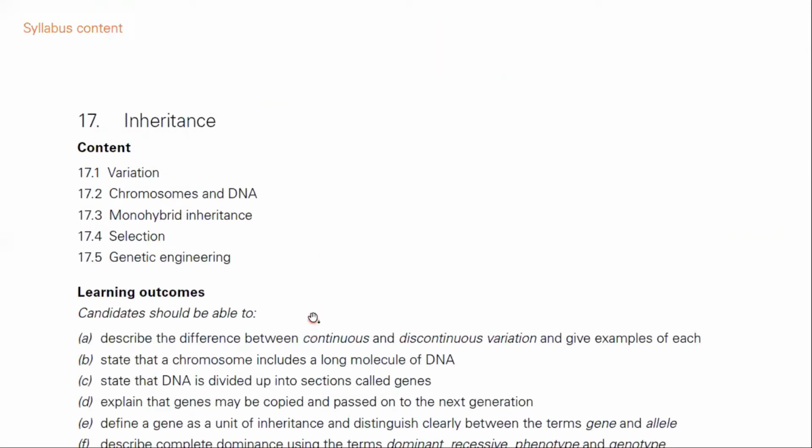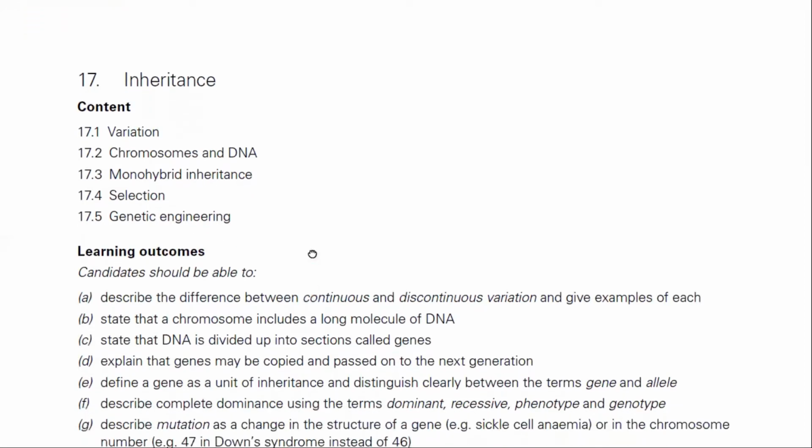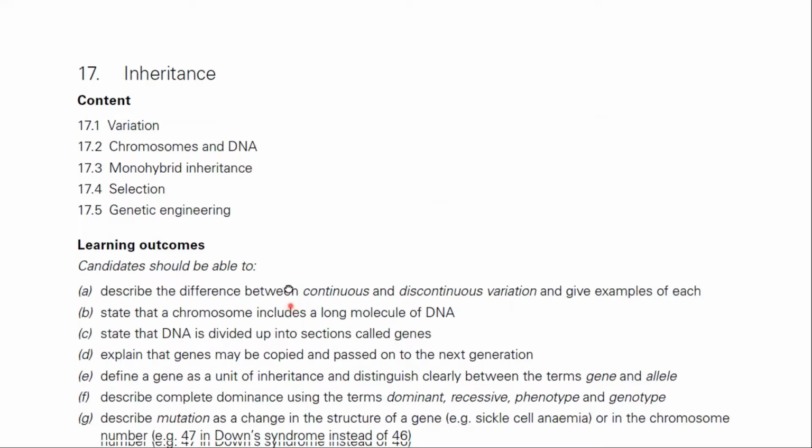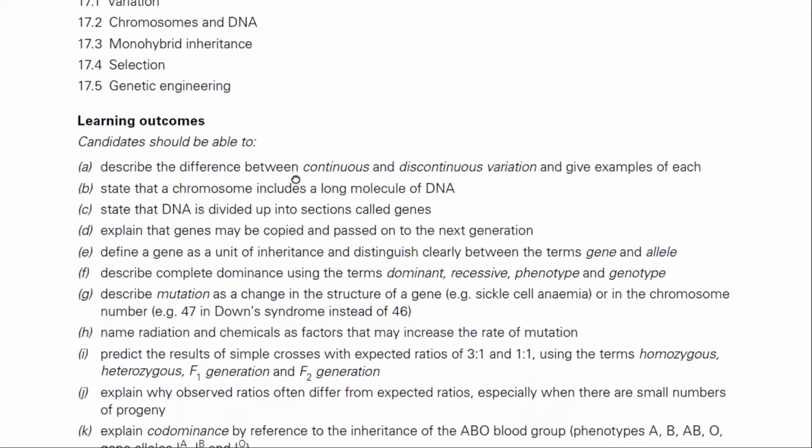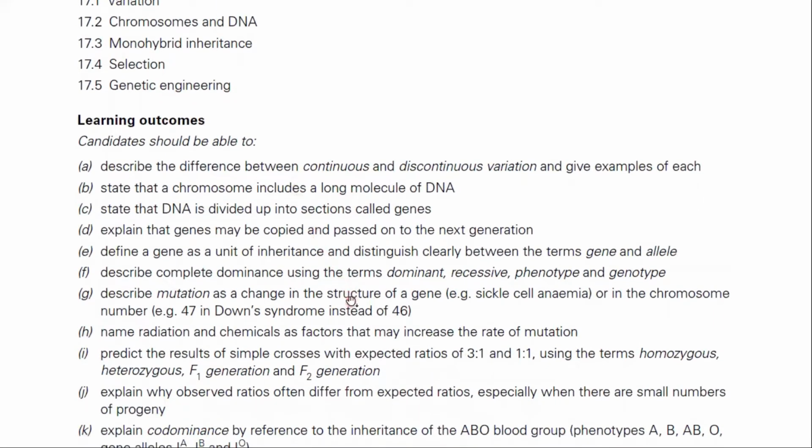Then we have inheritance, which consists of topics like variation, chromosomes, and DNA, and we also have selective breeding and genetic engineering. Here we'll be discussing the two main topics, which are the production of gametes and inheritance, the dominant and recessive types of allele, and the phenotype and genotype of the body.